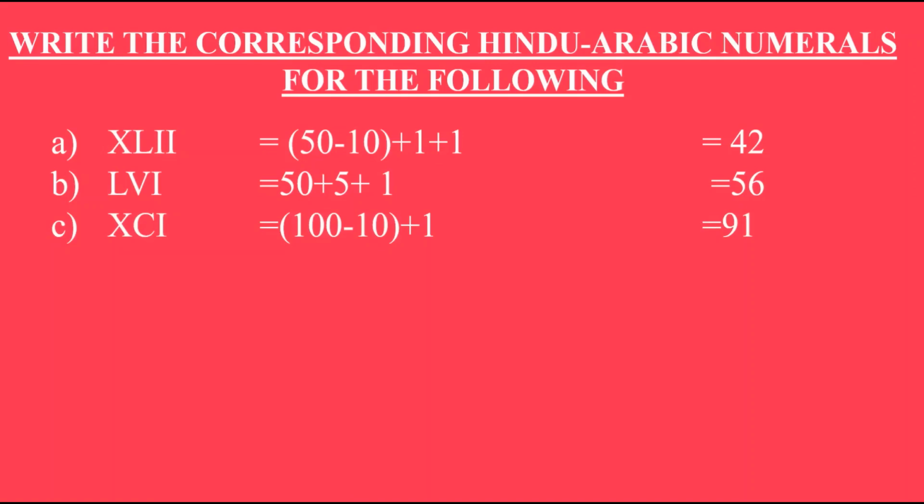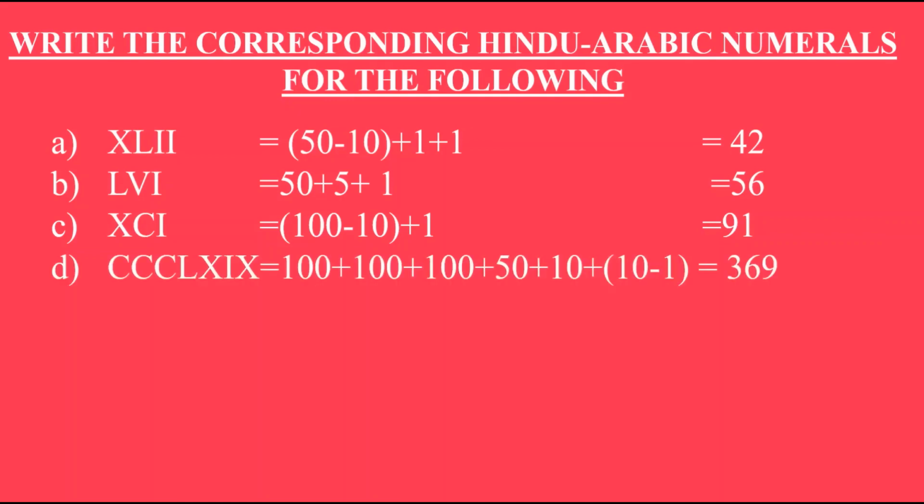The next one is XCI. Here again, X is written on the left side of C. That means we have to subtract the value. So C is 100, X is 10. So 100 minus 10 is 90 plus I is 1. So the value is 91. The next one, CCCLXIX. So this is very simple. 3 times 100, that is 300. L is 50 plus X is 10 and then IX is 9. So the answer is 369.